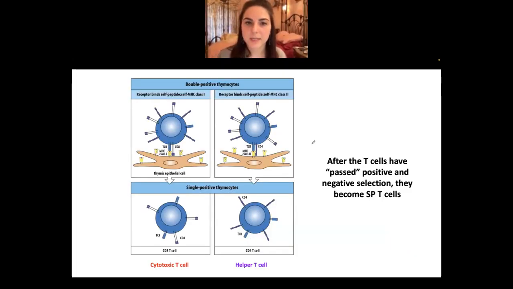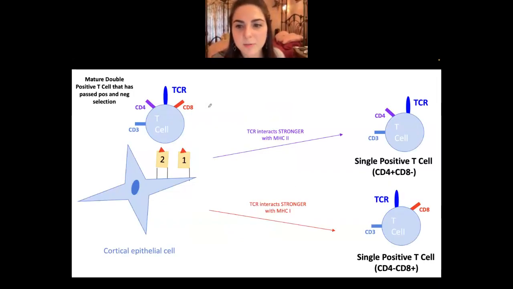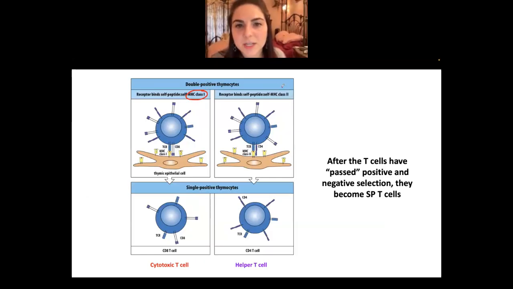Okay, so now let's say we have a T cell that has passed positive selection and passed negative selection. Now it's going to become a single positive T cell. Here's our double positive T cell. The receptor binds to self-peptide and self-MHC class 1. If it binds, and I think I go into this a little bit more, it depends on which MHC it's reacting with better. I have to be careful. It's not which one it's interacting with more, it's just better, because you actually don't want strong binding, it's moderate binding. So it's which one it's binding to more moderately that determines the type of T cell it's going to develop.